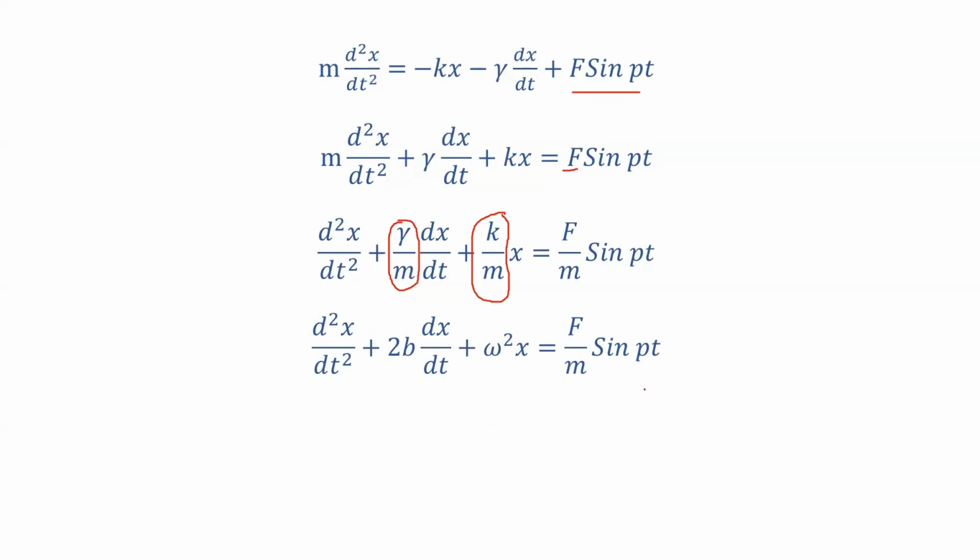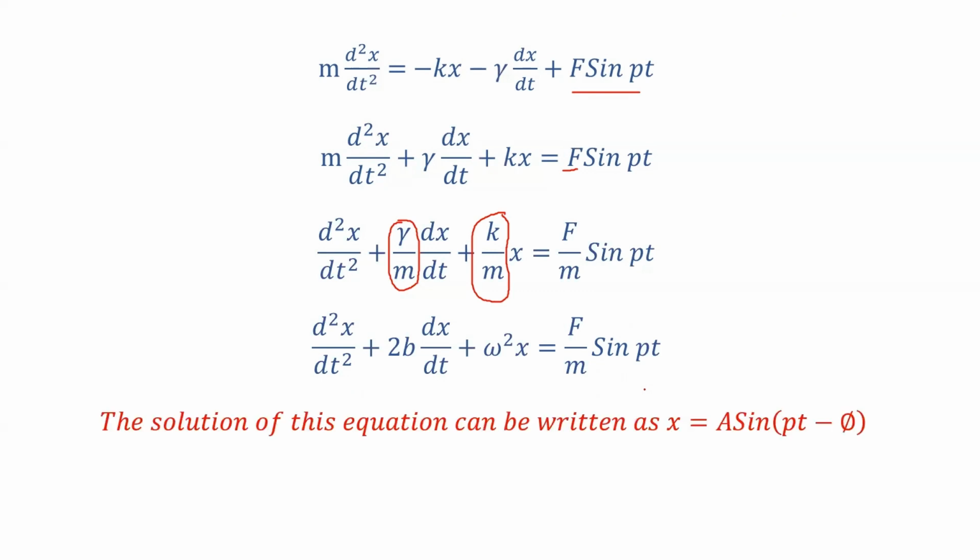So the solution can be written as x equal to A sin (pt minus phi). How can we write the solution like this, sir? Because we know the resultant forced oscillations have the same frequency as the applied periodic force. So the frequency is p here, that's why here also p. And the amplitude we don't know, that value you have to find out. So we can write that amplitude as A.